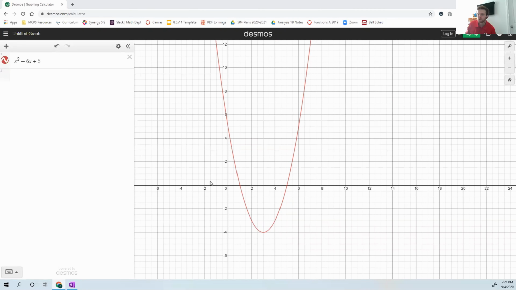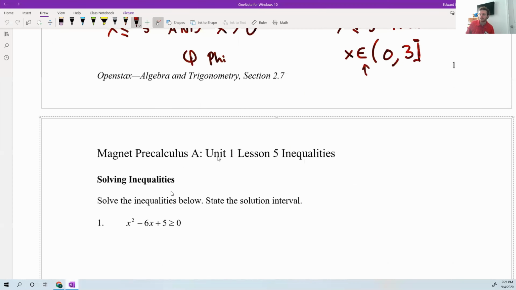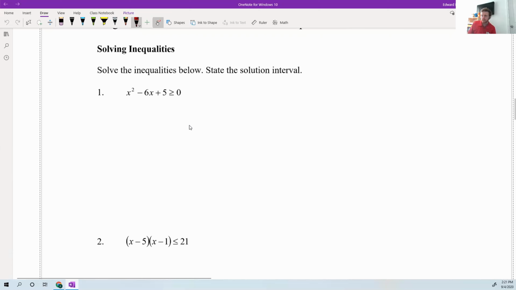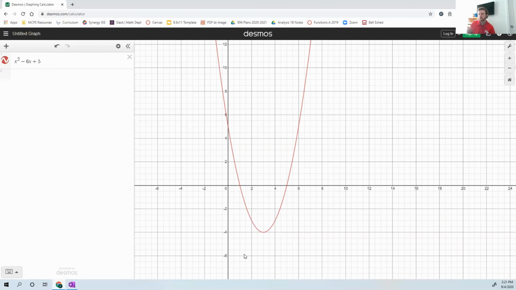All right, so we got this graph here, and we can now navigate back to OneNote. Cool, so I can draw. So we got X squared minus 6X plus 5 is greater than 0. When is this graph greater than 0?